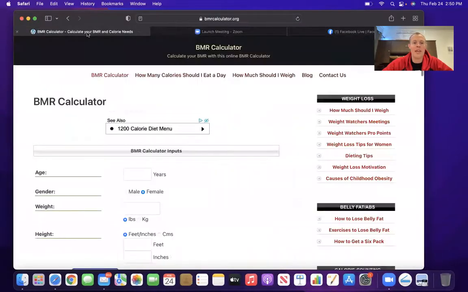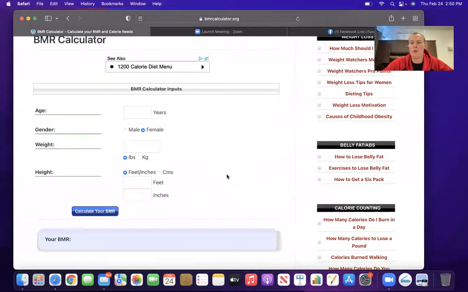The first thing you need to do, there's tons of sites that do this, but you're going to go to bmrcalculator.org. So at bmrcalculator.org, it is going to show us how to calculate your calories. And so to do that, we're going to put in your age. Let's say you're 50. Let's say you're a girl. Let's say your current weight is 200 pounds. And let's say you're 5'4".